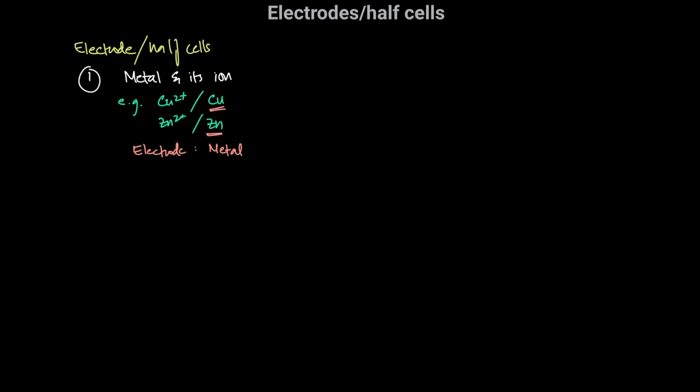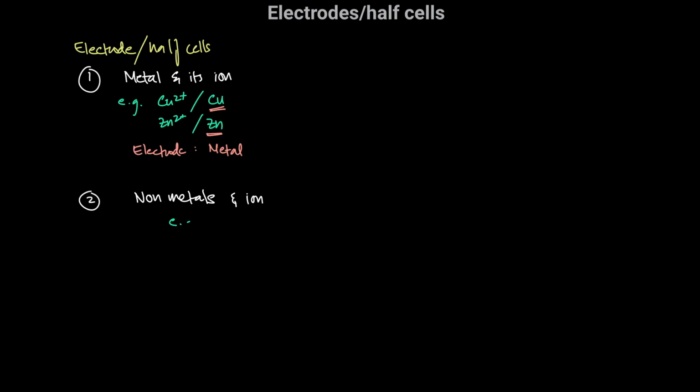The second type of electrodes or half cells that we learn about are electrodes or half cells in which we have non-metals in equilibrium with their ions. Now, if you have this type of an equilibrium, then you're going to have an electrode made of platinum.